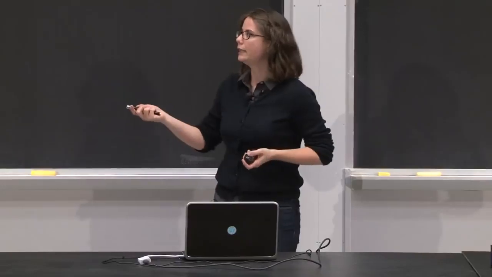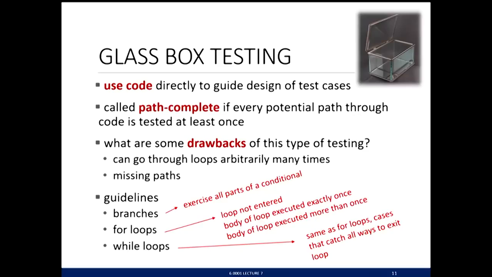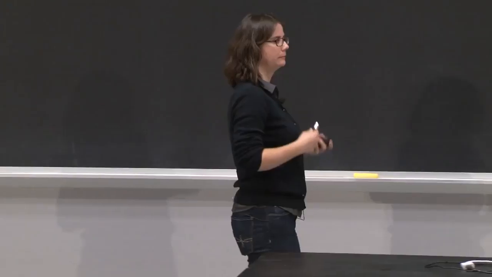So instead, there are actually some guidelines for when you're dealing with loops and things like that. So for branches, when you're doing glass box testing, you should just exercise all of the parts of the conditional. So make sure you have a test case that goes through each part of the conditional. For for loops, make sure you have a test case where the loop is not entered at all, where the loop is entered one time, and when the loop is entered just some number more than once. For while loops, similar to for loops, except that make sure you have test cases that cover all of the possible ways to break out of the while loop. So if the while loop condition becomes false, or if maybe there's a break inside the while loop, and so on.